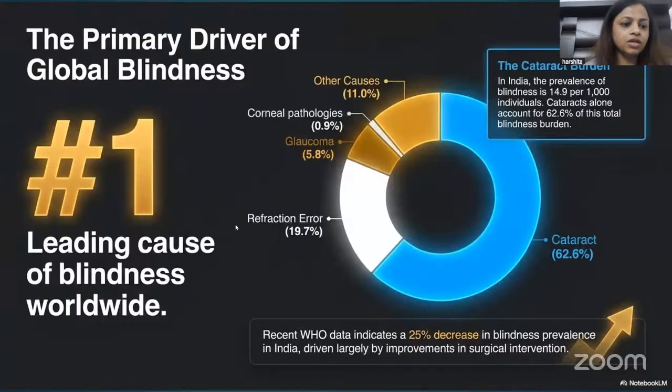Now, as we all know, cataract is one of the leading causes of blindness worldwide. In India, the prevalence is around 14.9 per thousand individuals, and it alone accounts for around 62.6% of the total blindness burden of all causes. But recent data shows there is a 25% decrease in blindness prevalence in India, largely due to the improvement in surgical intervention.